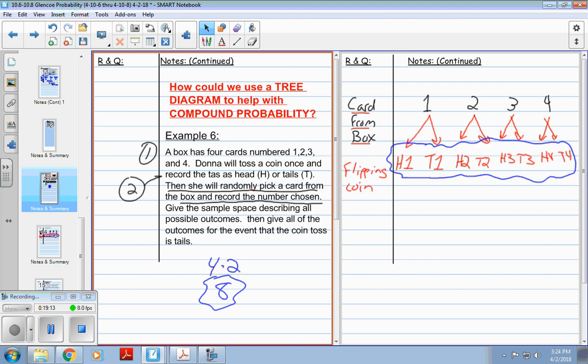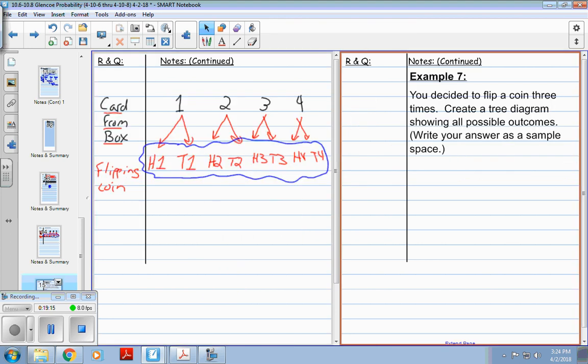We'll go over this further in class. Can you please make sure to leave some space after the tree diagram I just drew, and then go ahead and write example 7 down.